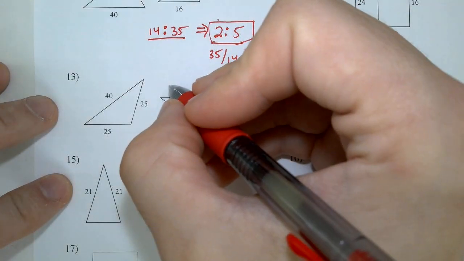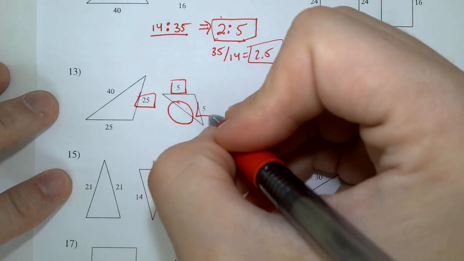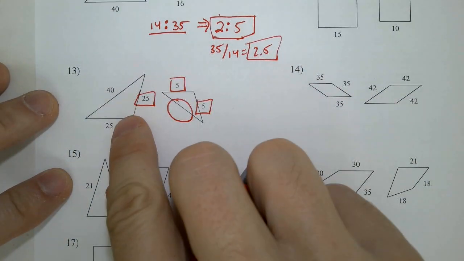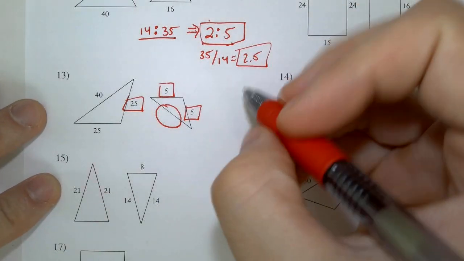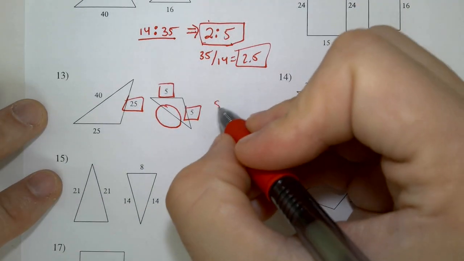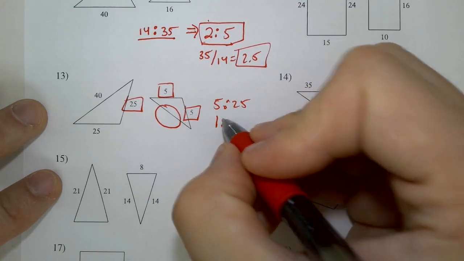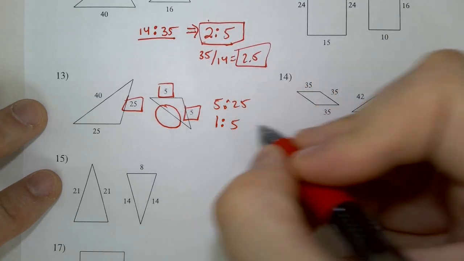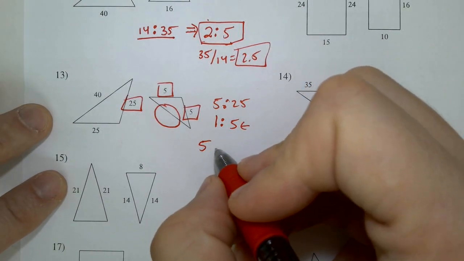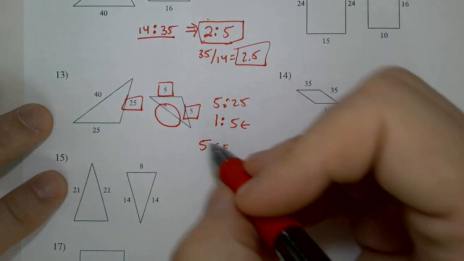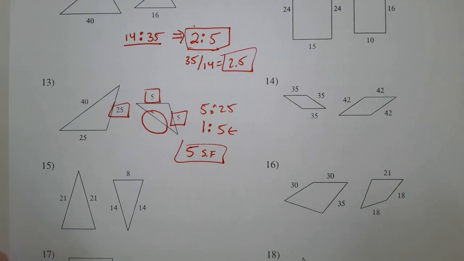The 5 would belong with either one of these 25s, and the reason why I say either one is because these are both 5, and these are both 25, so it doesn't really matter which one goes with each. So if we do the scale factor, we have 5 small to big, 5 to 25, which if we divide both of them by 5 is 1 to 5. That is the ratio, which means that we have a scale factor of 5. So the smaller one is 5 times smaller, and the bigger one is 5 times as big.